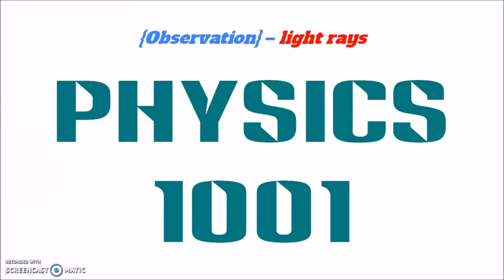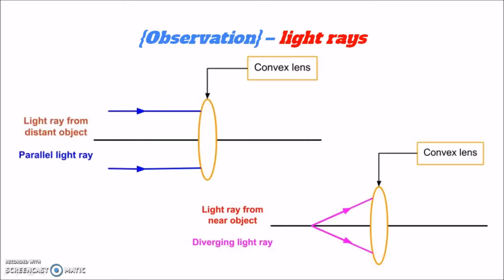Apart from the basic biological terminologies, I need to talk about the Physics 1001. These are very introductory concepts of physics. First of all, I would like to talk about the light rays. The light rays from distant objects are indicated by parallel light rays. For example, the bus, which is moving towards the bus stop from far away. We can represent the light ray by using parallel rays.